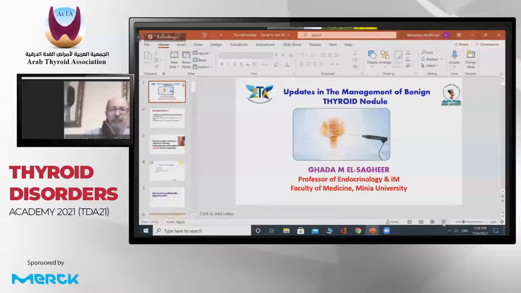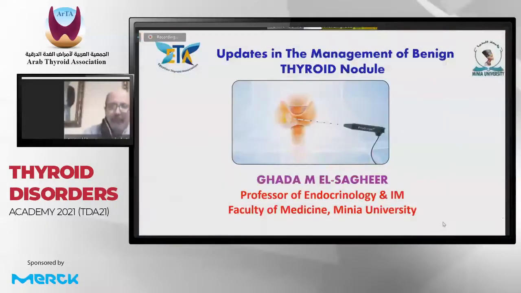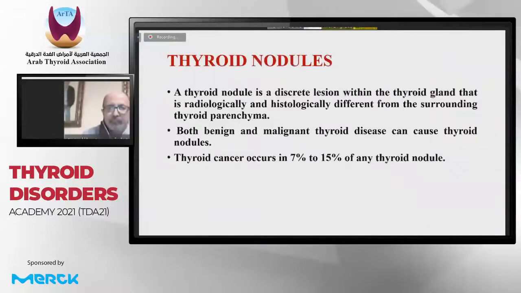Updates in the management of benign thyroid nodule. Thyroid nodule is a discrete lesion within the thyroid gland that's radiologically and histologically different from the surrounding thyroid parenchyma. Both benign and malignant.